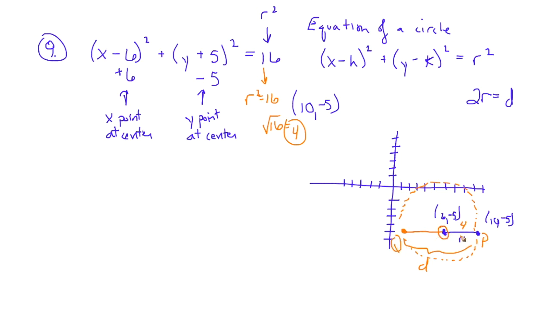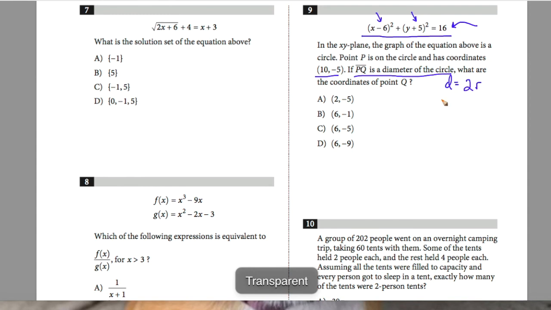So it's asking for what is my point Q. Well, if I went from 4 here to my radius, I would simply go back 4 to figure out my other radius. So if this is 6, then this is going to be 2, -5 in terms of my other coordinates. So let's slide back to my answer choices. It should be 2, -5. So A is going to be the best answer choice for question number 9.